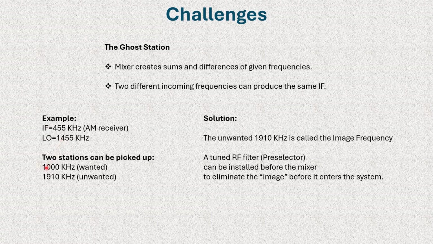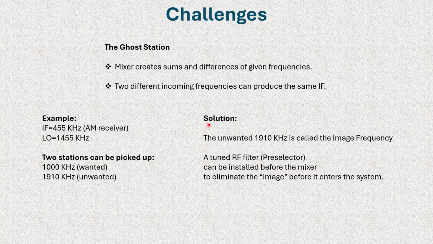It could be 1000 kilohertz. Let's say this is the one that we want, which would be that local oscillator frequency minus that. But if there is another frequency of 1910, for example, present, subtract 1910 from that, it also is going to give us a frequency beat of 455 kilohertz. There's a little bit of a problem there, right?